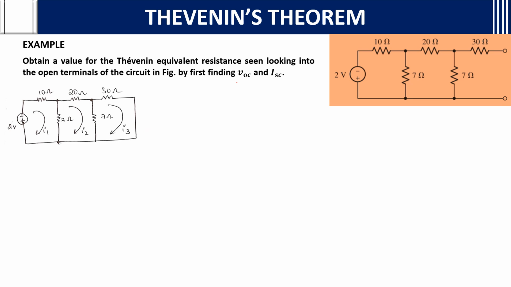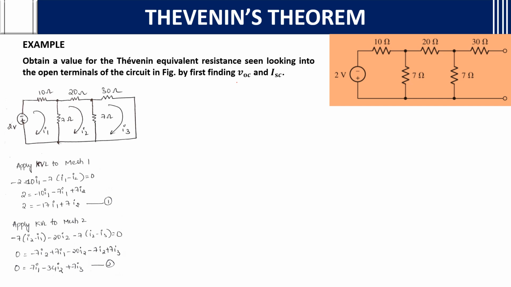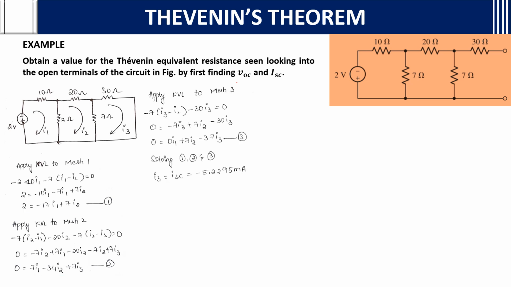Take clockwise mesh currents I1, I2, I3. Apply KVL to mesh 1, you will get the first equation as 2 equals minus 79 plus 7I2. Apply KVL to mesh 2, you will get 0 equals 7I1 minus 34I2 plus 7I3. Then apply KVL to mesh 3, you will get 0 equals 0I1 plus 7I2 minus 37I3.